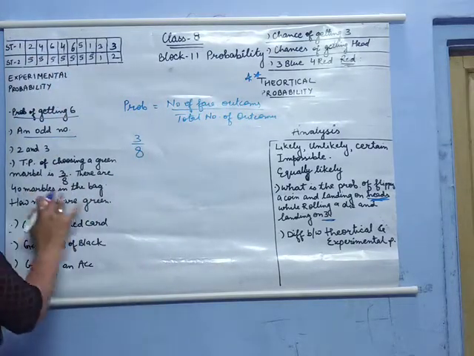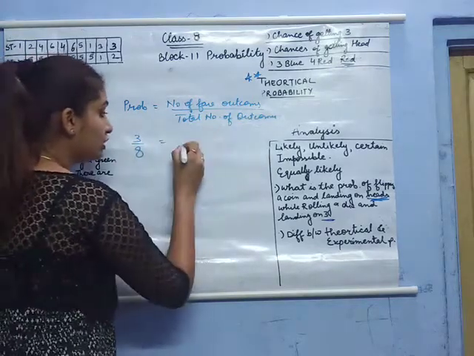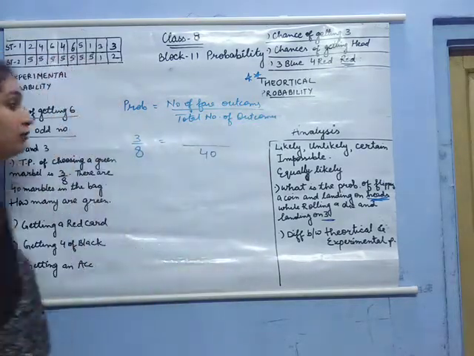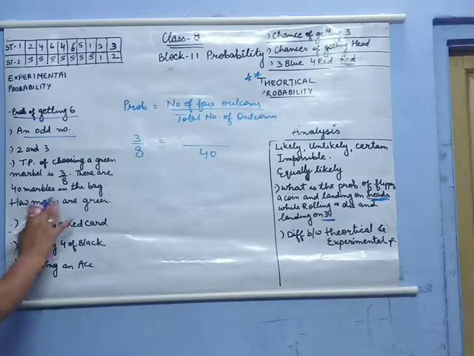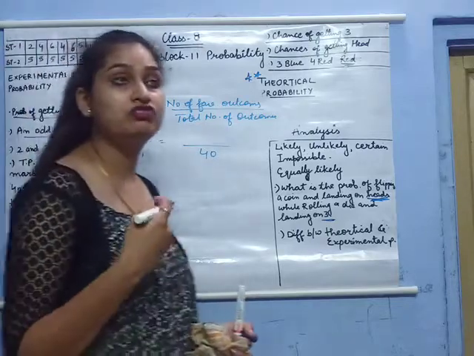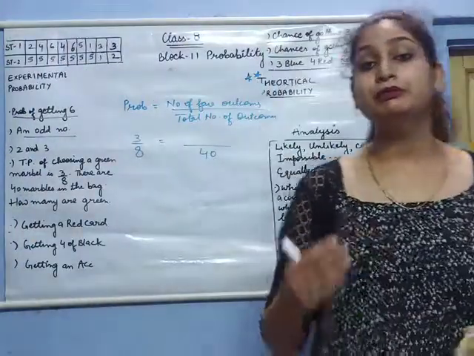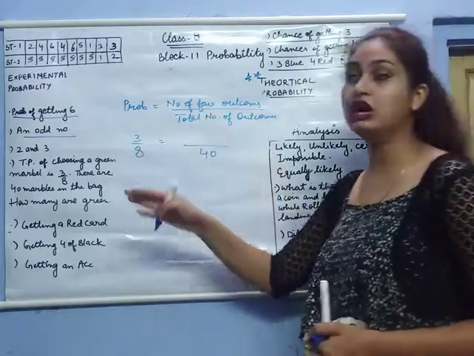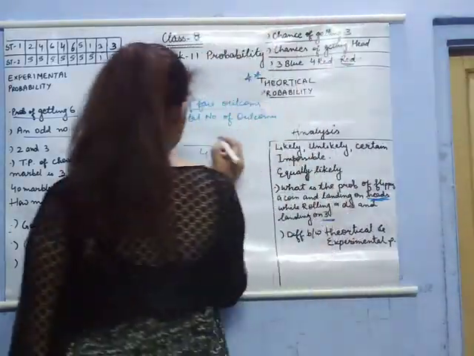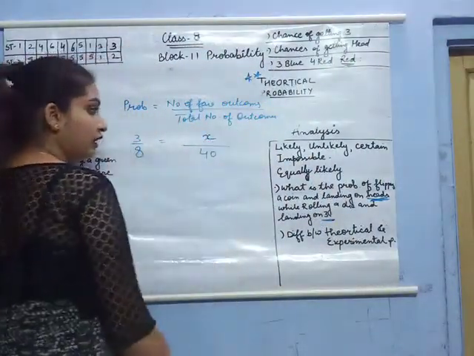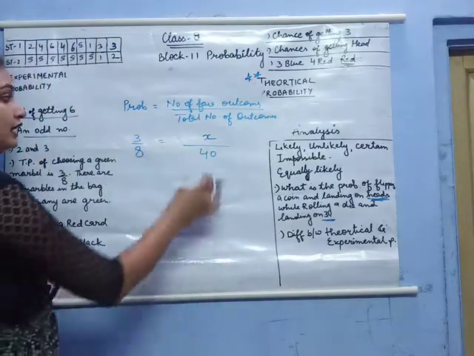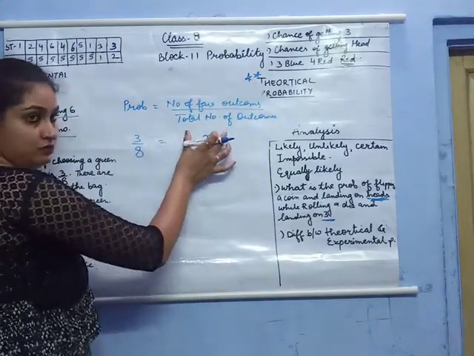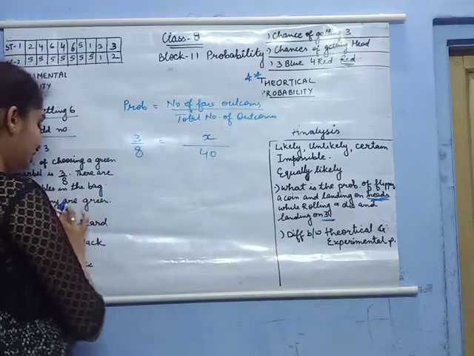There are 40 marbles in the bag. The total number of outcomes is 40. We knew this. How many of them are green? They were asking for the favorable outcomes, which are green, so we need to find it. Let it be x. Let there be x outcomes which are favorable to the event, that is green.